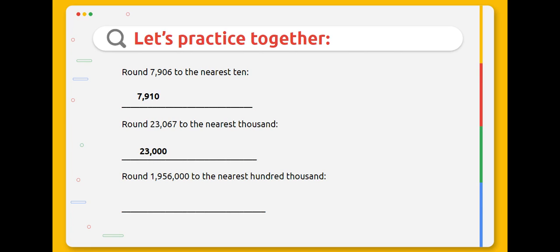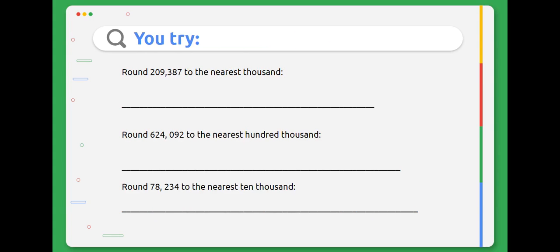All right, looking at this next one, 1,956,000. It said round to the nearest 100,000. Well, here's the 100,000s place. So we look back here at the 5, and the 5 tells the 9 to become a 10. Well, when that happens, we have to add. We put a 0 here and a 1 up here. 1 plus 1 is 2, so we get 2,000,000. Okay, great job. You tried.